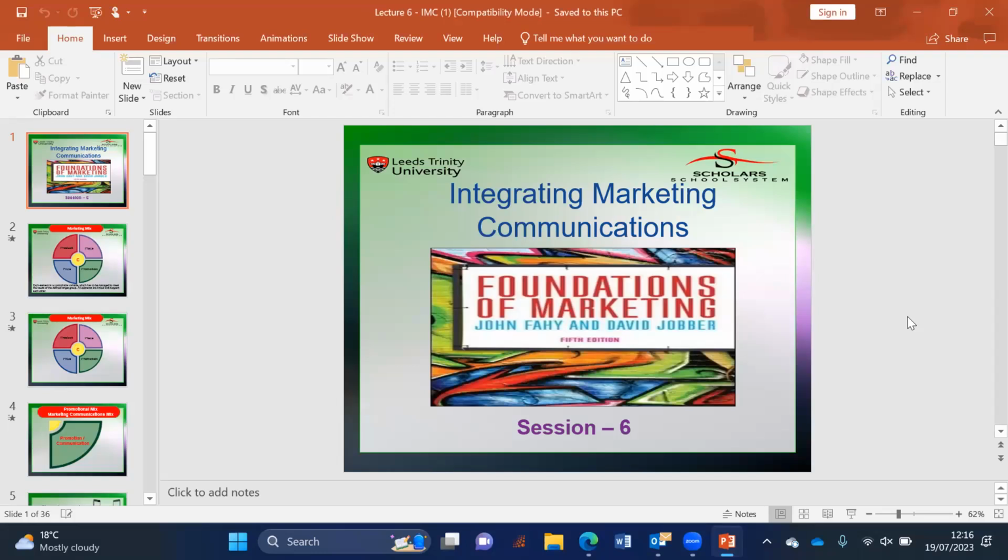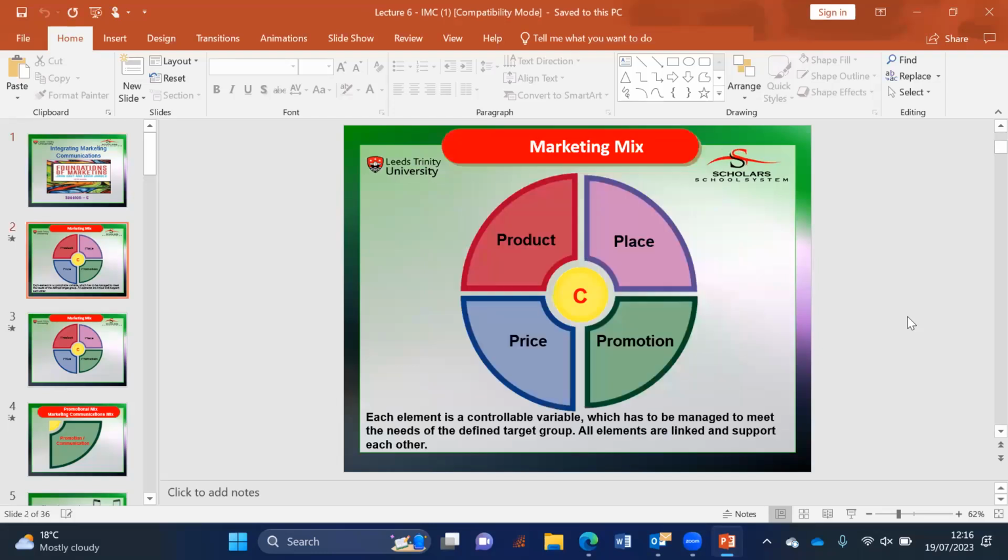Today we're going to be talking about integrating marketing communications. So we know that there's a marketing mix in marketing, so that stands for the 4 Ps: the price, product, place, and promotion. As you can see in this figure, there's a C in between. So that means the customers are in the middle of this whole the decisions that you make for these products.